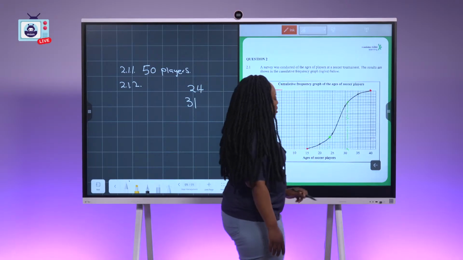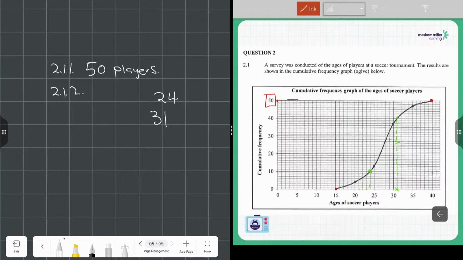But please take note, you cannot just say, okay, I have 24, then that's my answer. For you to get the number of people, you need to move horizontally until you reach the cumulative frequency line. Where there's 24, it is 10. So now we know that at 24, we have 10. Again, you do the same for 31. You put your ruler, move it properly, and you will see that it takes you to 40. So where there's 31, I then have 40.